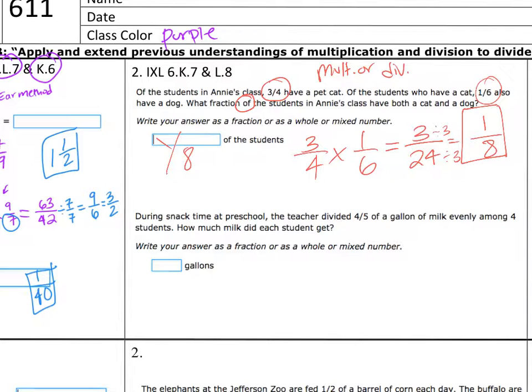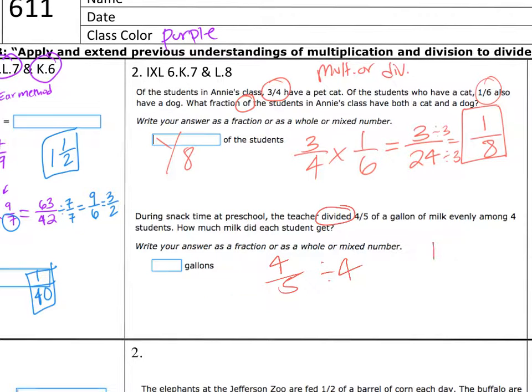Number 2, that second question, it could either be multiplication or division. You have to see. During snack time at preschool, the teacher divided, oh, that's kind of obvious right there, right? Divided 4/5 of a gallon of milk evenly among 4 students, so divided that by 4. How much milk did each student get?